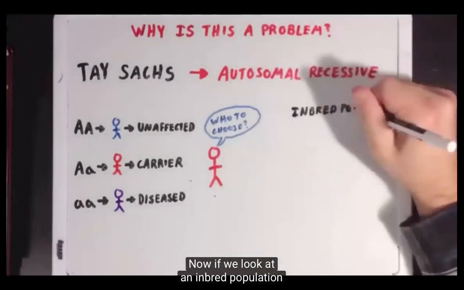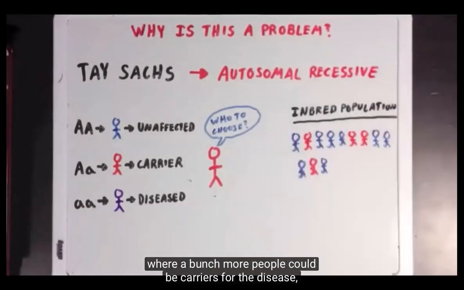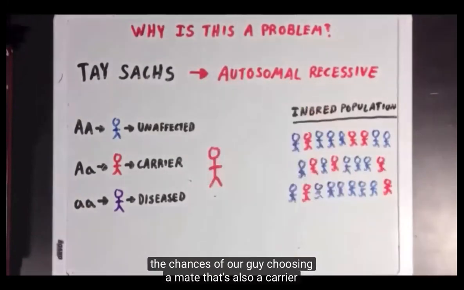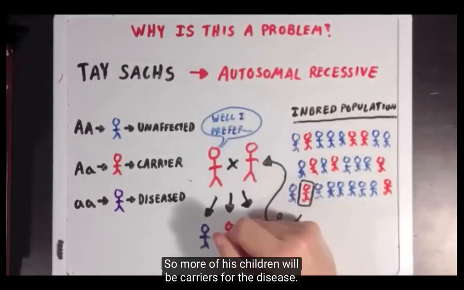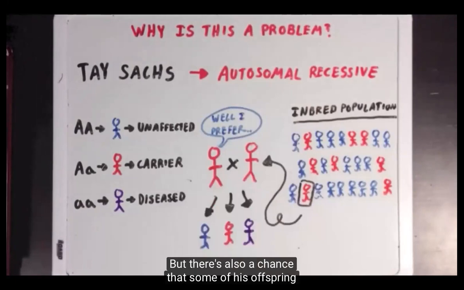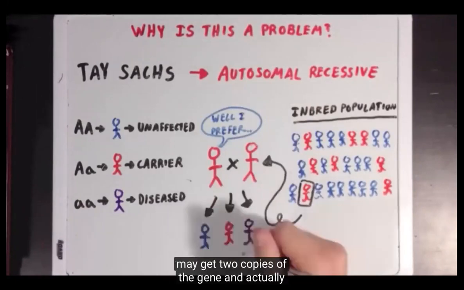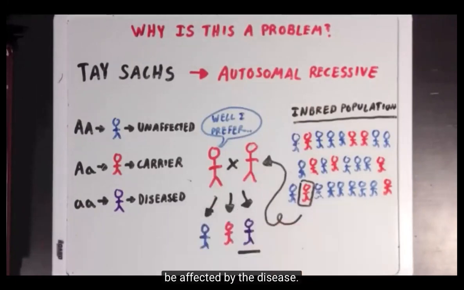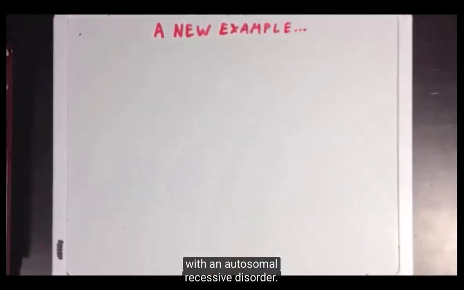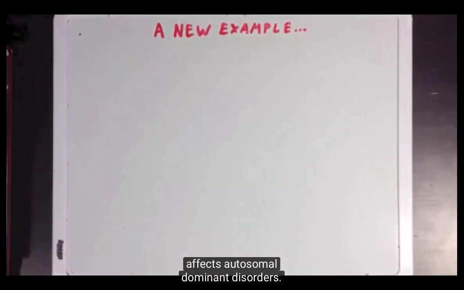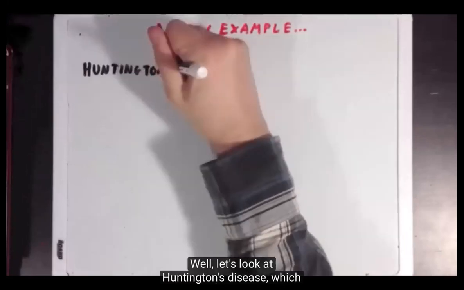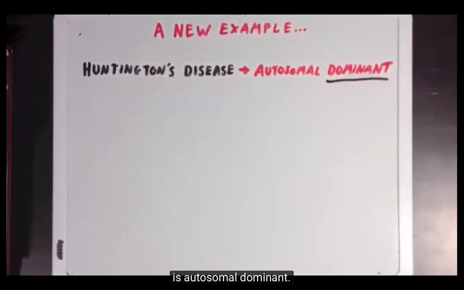Now, if we look at an inbred population where a bunch more people could be carriers for the disease, the chances of our guy choosing a mate that's also a carrier are a little higher. So more of his children will be carriers for the disease, but there's also a chance that some of his offspring may get two copies of the gene and actually be affected by the disease. Now, we just talked about an example with an autosomal recessive disorder, but maybe you're wondering how inbreeding affects autosomal dominant disorders. Well, let's look at Huntington's disease, which is autosomal dominant.